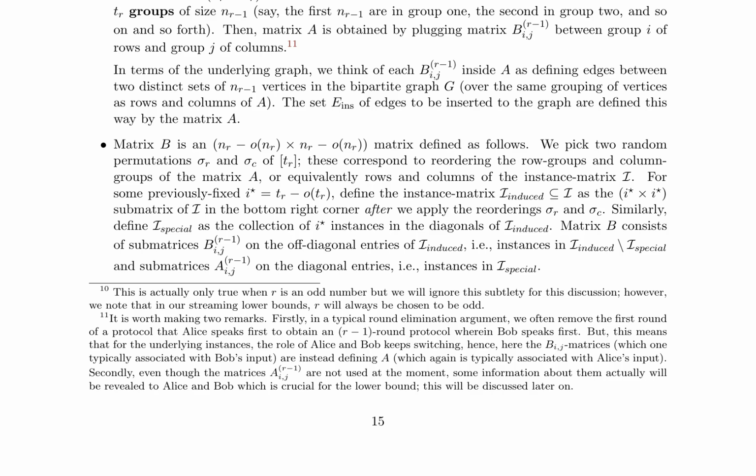The matrix B is defined by picking two random permutations of the row groups and column groups of the matrix A and applying these permutations to the instance matrix I. The authors argue that the constructed instance of AHM_R is hard because it contains a large induced subgraph consisting of vertex-disjoint copies of hard (R-1)-round instances.